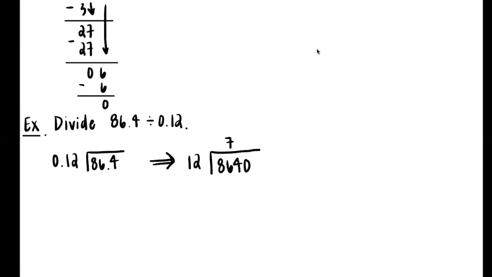12 times 7 then gives a product of 84. And now we have 86 minus 84 gives a difference of 2. 12 does not go into 2, but lucky for us, we already have this 4 to help us out. And 12 can go into 24 2 times. Well, 12 times 2 also gives a product of 24, which gives a difference of 0.